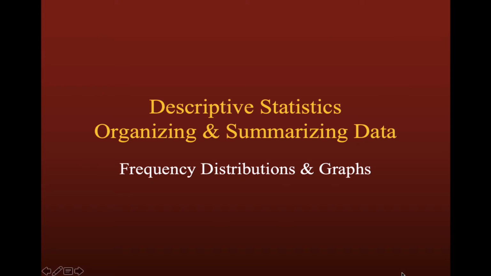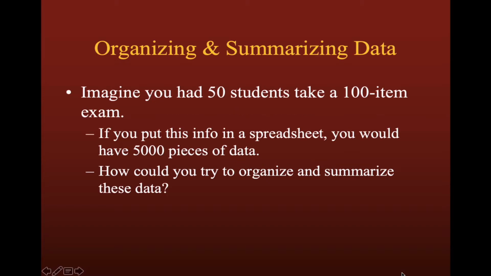So let's spend some time talking about descriptive statistics. I want to focus on frequency distributions and different types of graphs. Imagine that you were teaching a class and you had 50 students in the class, and you had each student take a 100-item exam. Now, if you put all this information into a spreadsheet, you would end up having 5,000 unique pieces of data. So one piece of data per item per student.